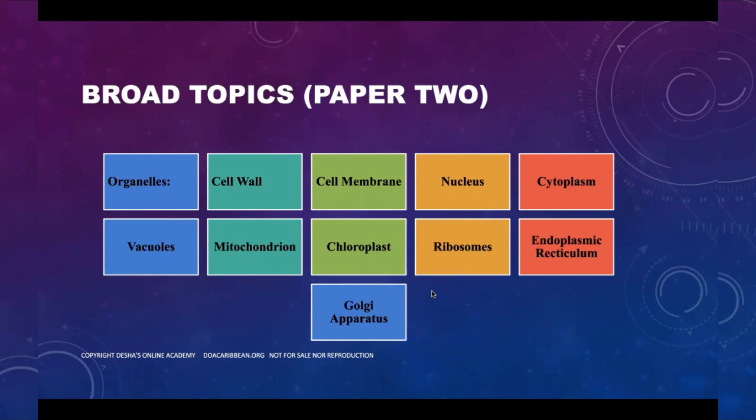Next, we have something called the Golgi apparatus, which is the factory of the cell. So whatever is made by the endoplasmic reticulum or other organelles, the Golgi apparatus is involved in packaging them, processing them, making them more suitable for their functions, and sending them to their destinations.